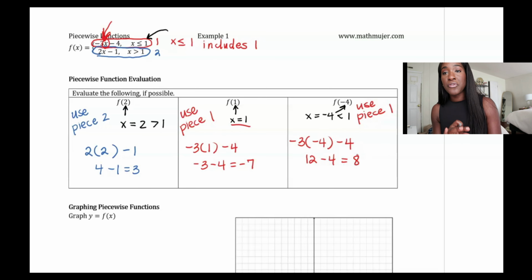Notice that for each of those problems, which piece of the function we used depended on the x value that was on the inside of the parentheses and which piece of the function that x value fell into. Also notice that under no circumstances did we plug these x values into both pieces. Sometimes when I'm grading papers on piecewise functions, I'll see students plugging the x value into the red piece and the blue piece. That's always wrong. Always, always, always. That violates the vertical line test. When you're doing piecewise evaluation, there is only one piece of the function that you could possibly use. So that takes care of our first part on piecewise evaluation.